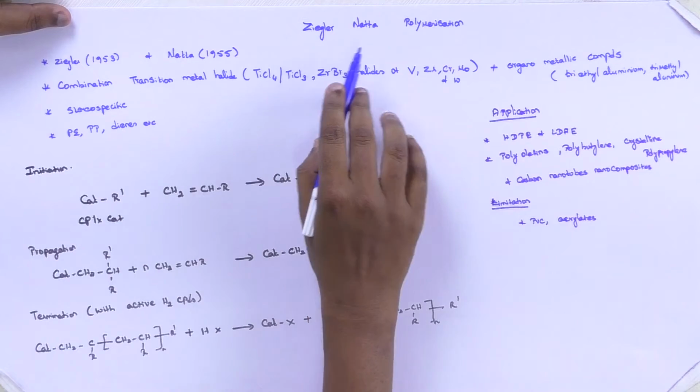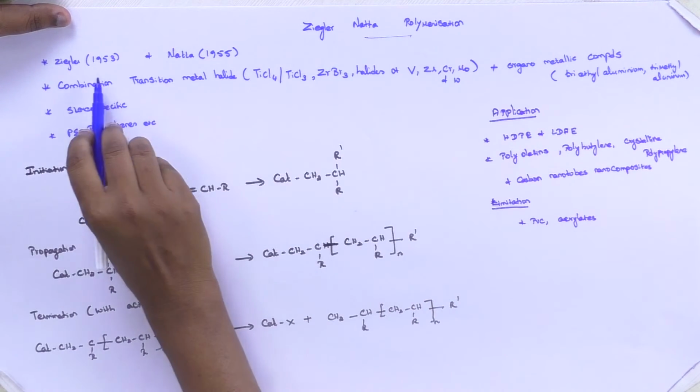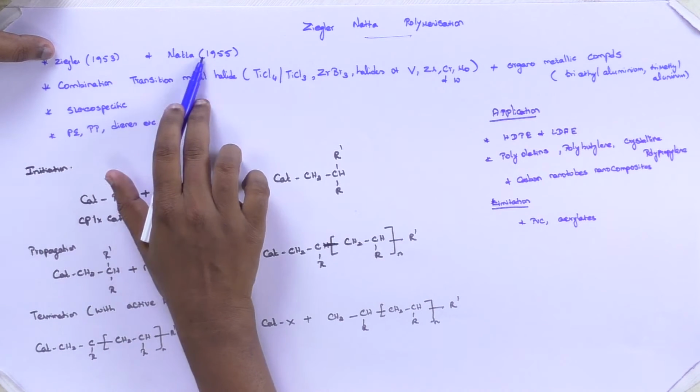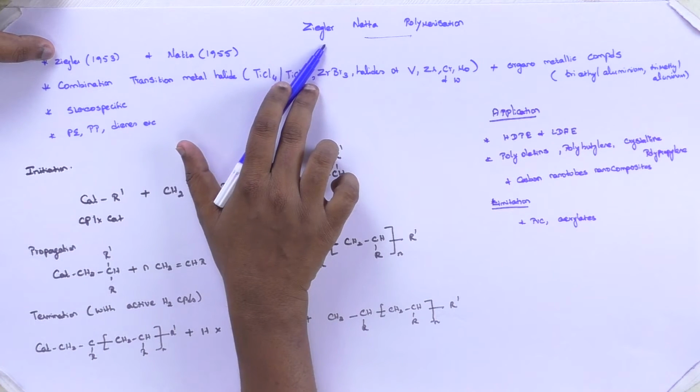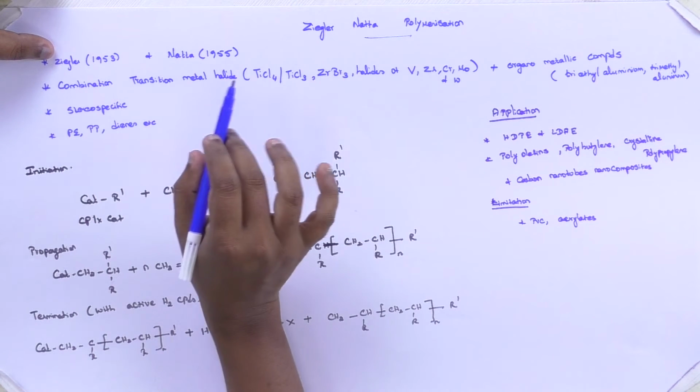Now, Ziegler-Natta polymerization. This type of polymerization was discovered by the scientists Ziegler and Natta. These are the two scientists. They discovered this polymerization in 1953 and 1955. So, what did they do?